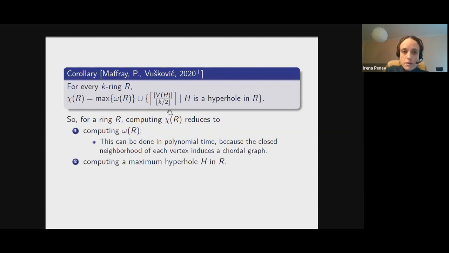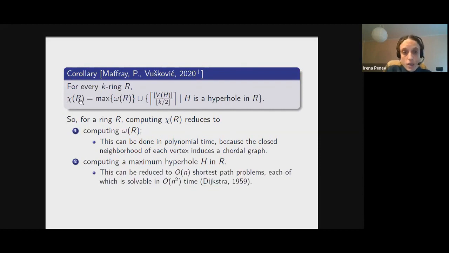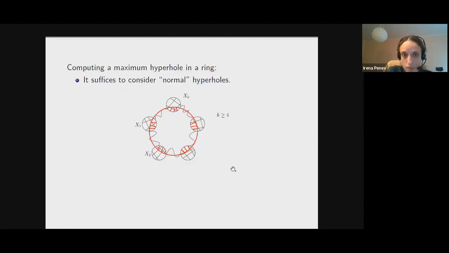Once you have this number and once you have the size of the maximum hyperhole, you just plug in this formula and you obtain the chromatic number of a ring. So how do we find the maximum hyperhole? Well, we reduced this problem to O(n) shortest path problems, and each of them can be done in n squared time, and then together you get n cubed. So how do we do this? So computing maximum hyperhole in a ring.